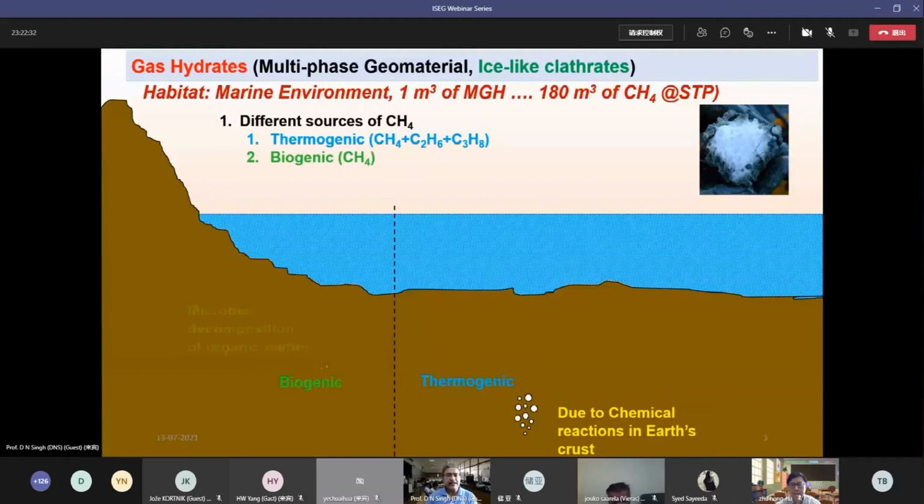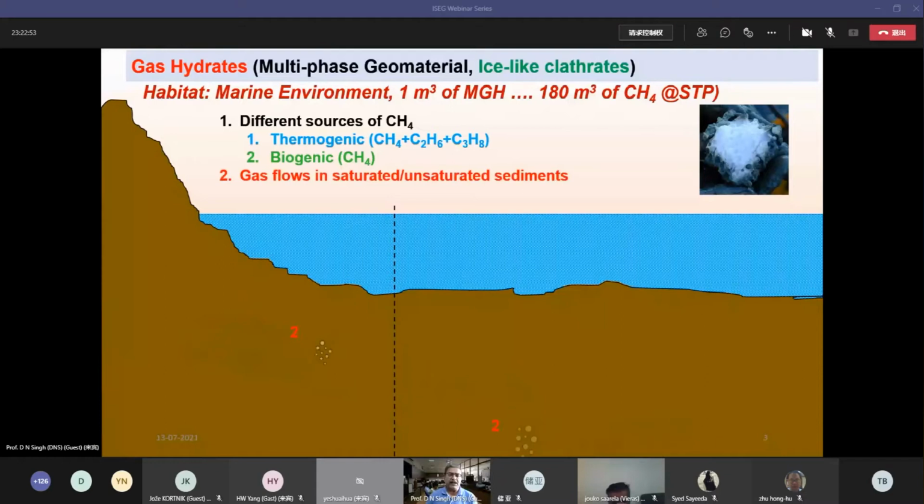The second category of hydrates is biogenic, where the source is the microbial decomposition of organic matter in the environment, which is either lakes or offshore in the continental shelves and so on. And these are mostly methanogenic in nature.